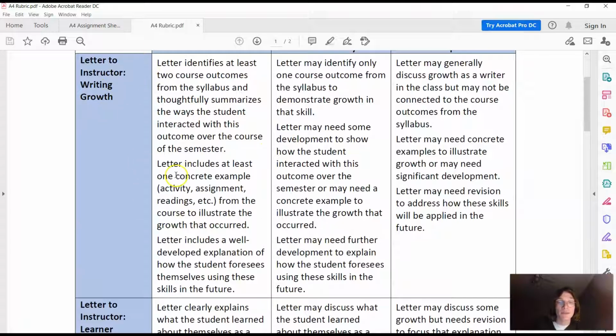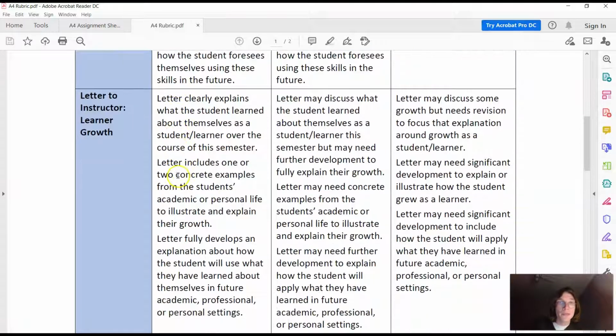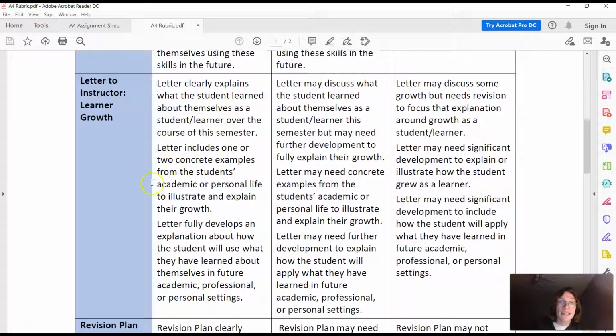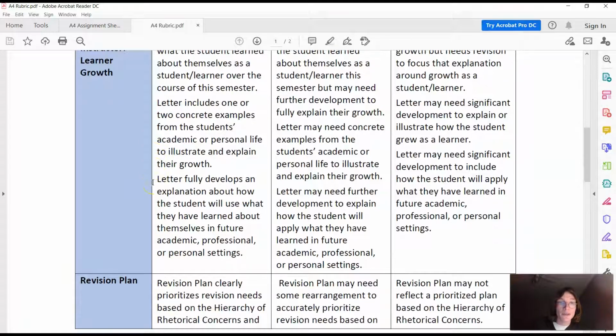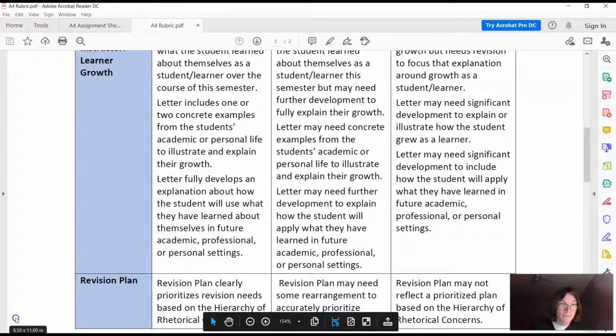That kind of summarizes what we just talked about. It's a really helpful document. In the learner growth section, you want to explain what you learned about yourselves as a student, and then you want to include 2 concrete examples to illustrate and explain this growth, and then again relate that to future contexts.